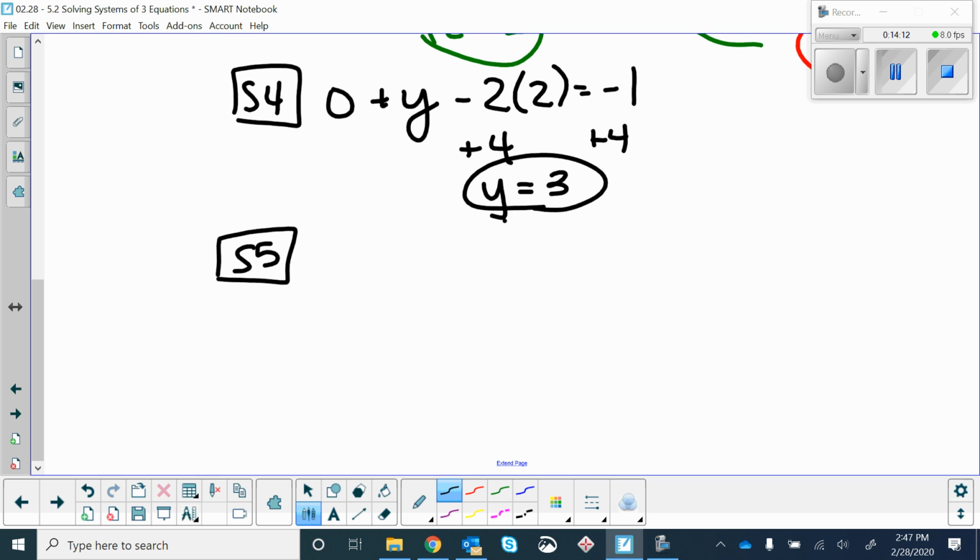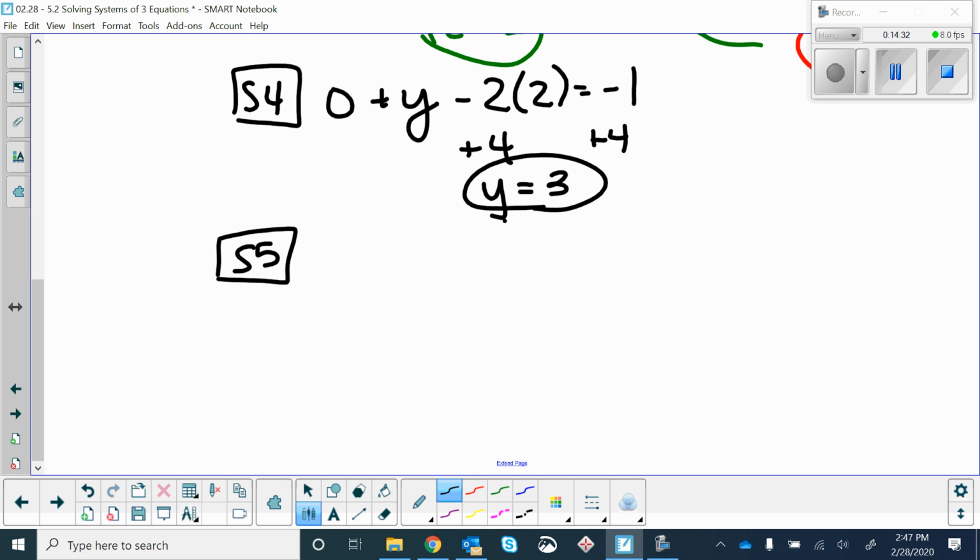It says write your solution as an ordered triple. It just means a point. We're so used to saying ordered pair that the two words just kind of go together and make one term. But the word pair means how many things? 2. So now that there's 3 variables, we call it an ordered triple.